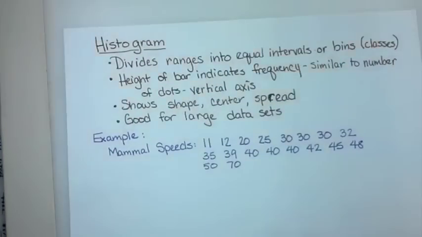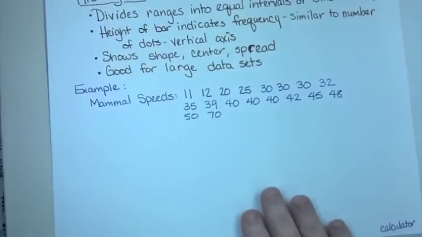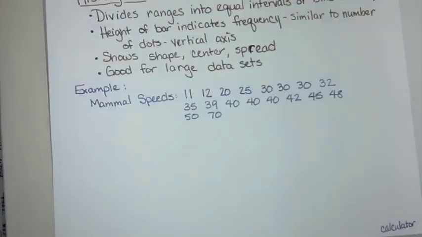Histogram. This is relatively new. This is a histogram. It divides our range into equal intervals, and those are sometimes called bins or classes. In our book, they call them bins. Other books call them classes. I still usually call them intervals. But the main thing is that they are equal.